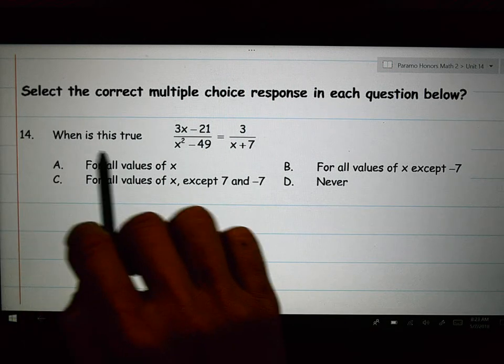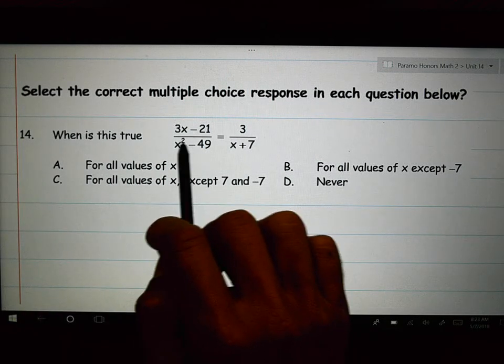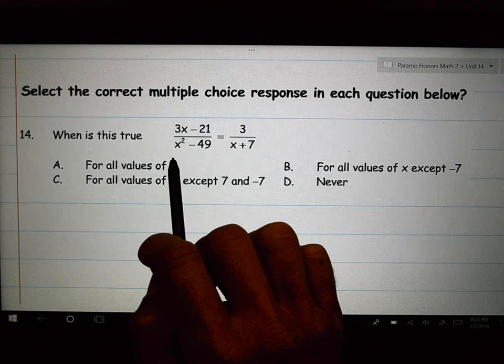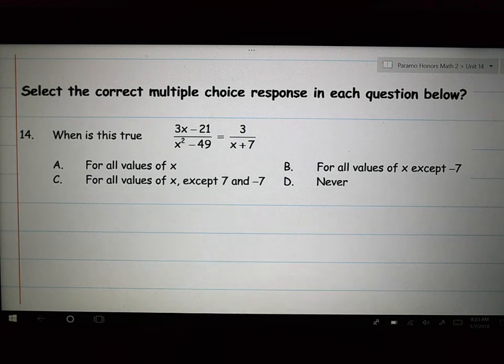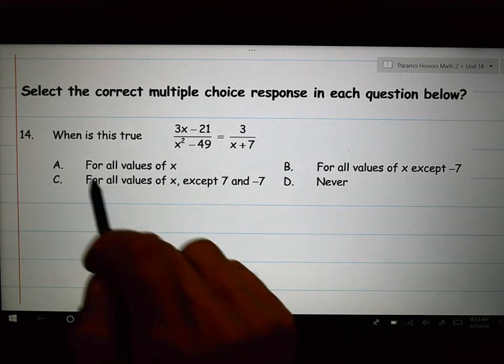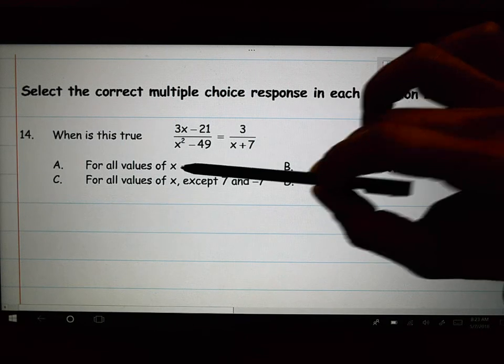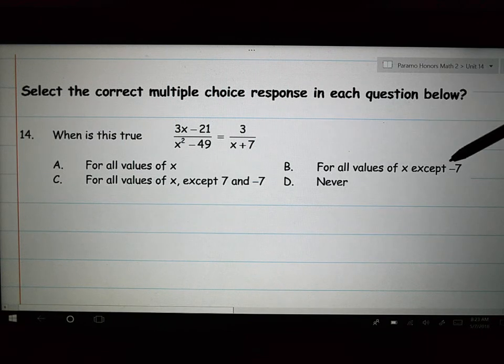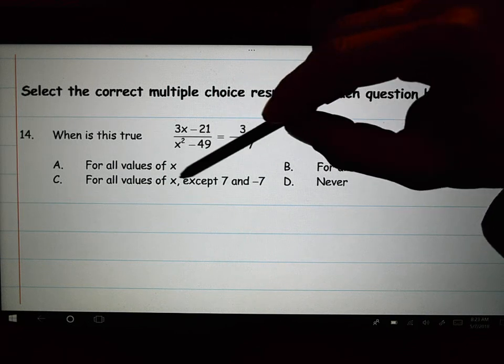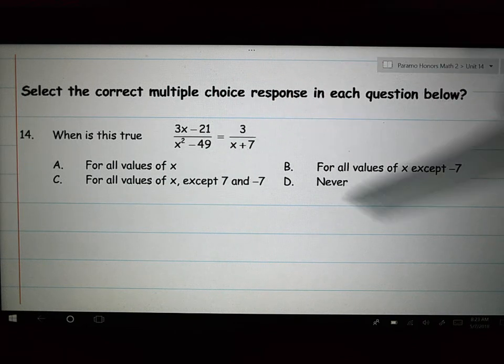When is this true? When is (3x minus 21) divided by (x squared minus 49) equal to 3 over (x plus 7)? Is it true for all values of x? Is the domain all real numbers? Is it for all values except negative 7? For all values of x except 7 and negative 7? Or never? And so this is a direct application of what you just learned for domain.